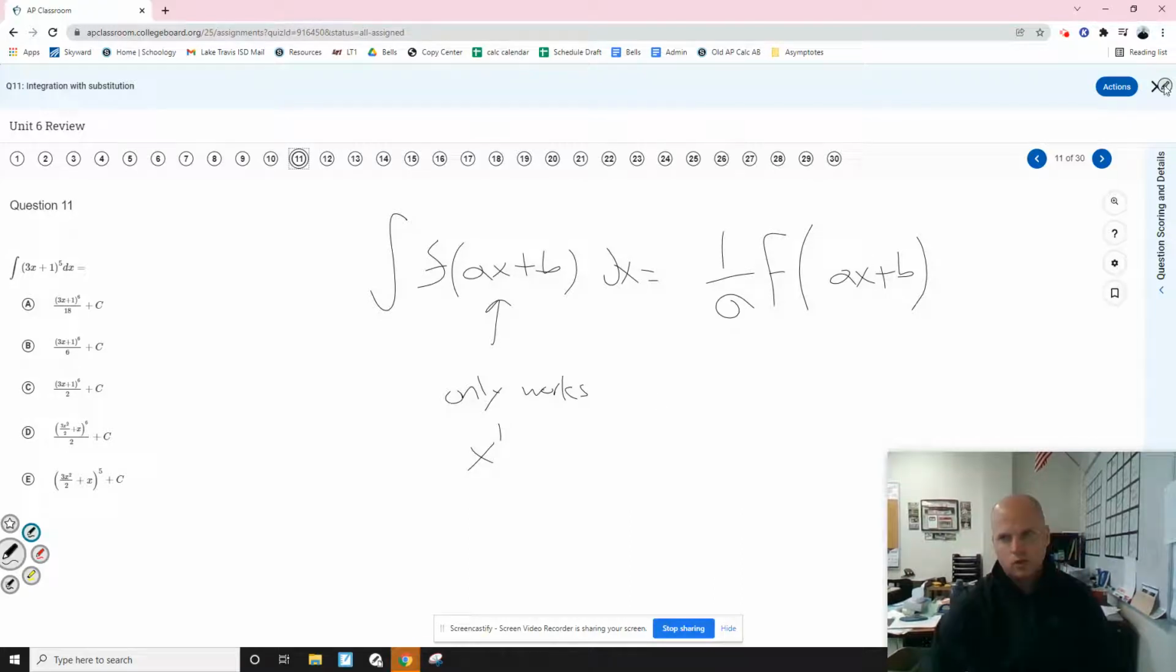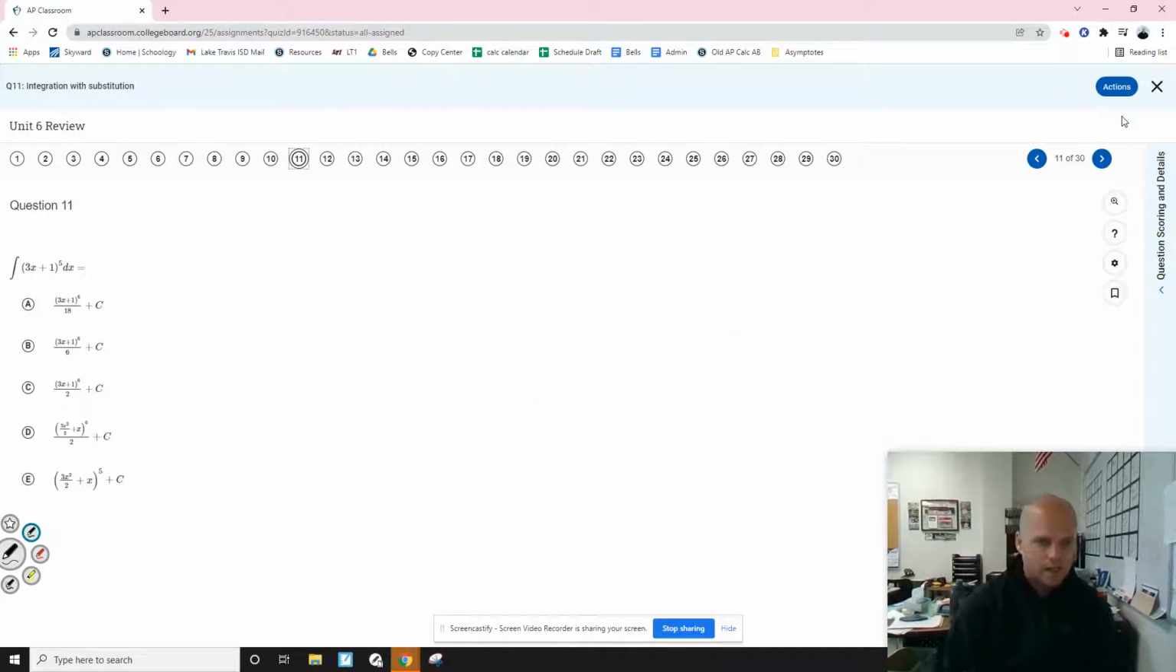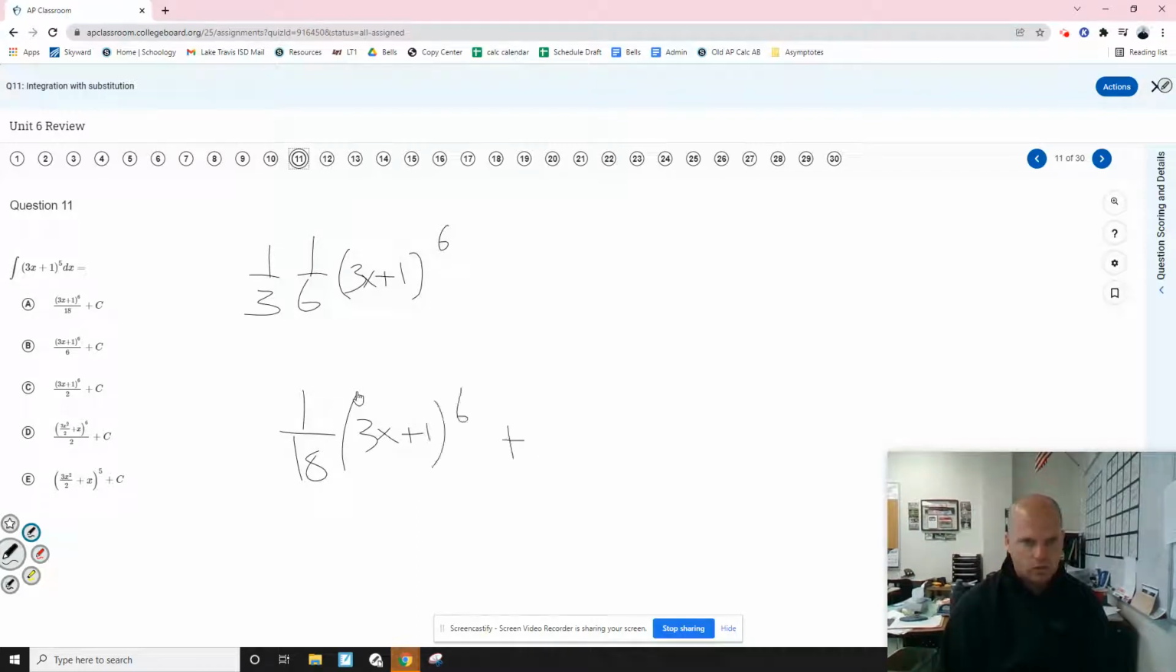Okay? So, what does that look like? Antiderivative of the outside. Stuff to the 6th power times 1/6. That's the antiderivative of the outside. Inside gets left alone. But I need to undo the derivative of the inside. I need a 1/3. Give me 1/18. 3x plus 1 to the 6th plus.